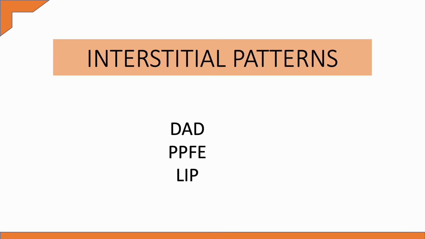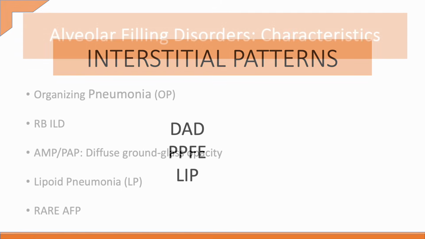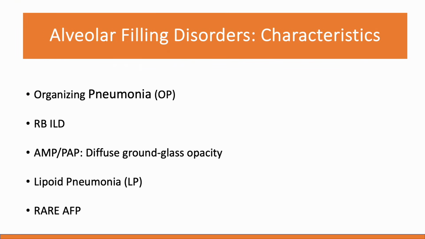So, we'll be talking about diffuse alveolar damage, pulmonary fibroelastosis, and lymphoid interstitial pneumonia in this video, in the interstitial patterns. And we're also going to talk about the alveolar filling disorders like organizing pneumonia, RBILD, the diffuse ground glass in AMP, lipoid pneumonia, and some rare patterns.